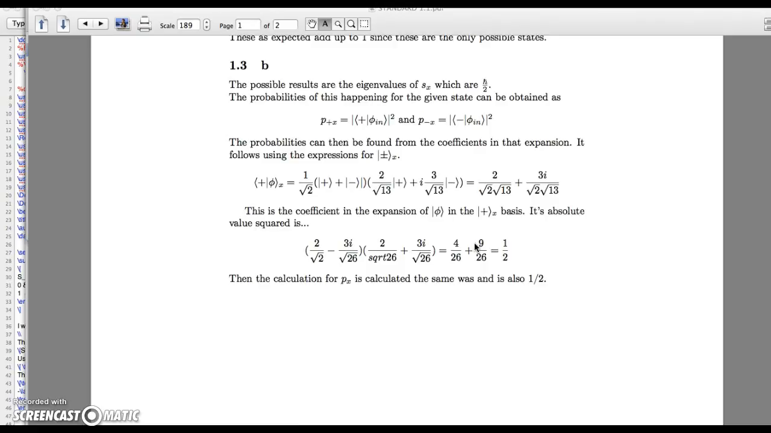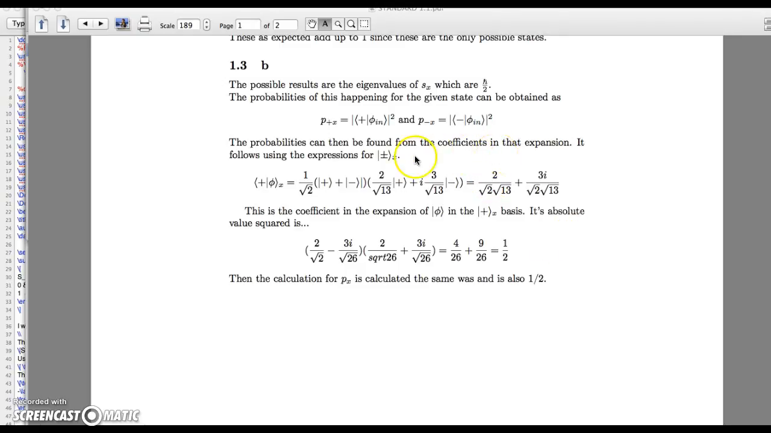For part B, we are asked, what are the possible results of a measurement of the spin component S sub x and with what probabilities would these occur? So again, the possible results are the eigenvalues of S sub x, plus or minus h bar over 2. The probabilities then can be found from the coefficients in the expansion.